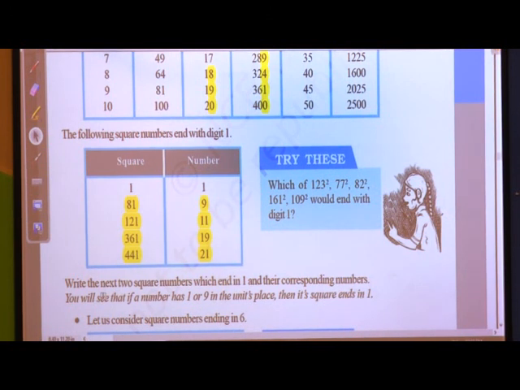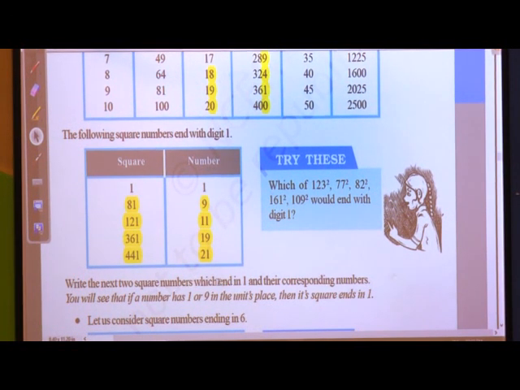They are saying write the next two square numbers which end in 1 and the corresponding numbers. I will leave this activity for you. You will see that if a number has 1 or 9 in the units place, then its square ends in 1. What you can find out from this is that if a number has 1 or 9 in the units place, then its square ends in 1.